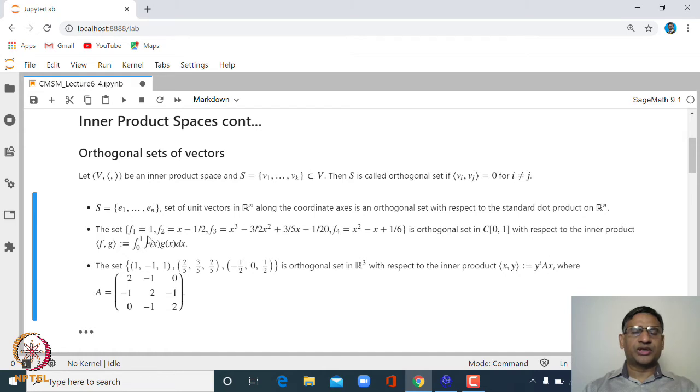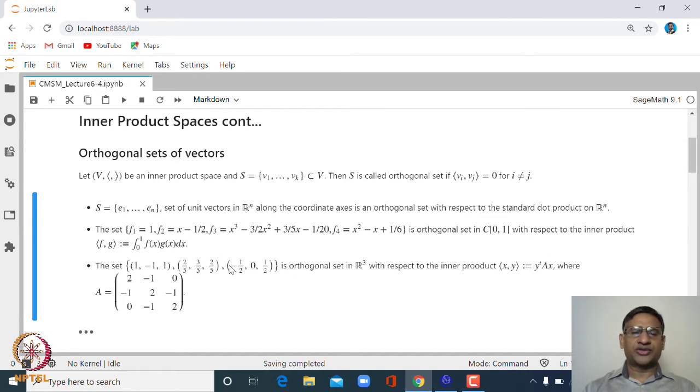Similarly, look at f1 is equal to 1, f2 is equal to x minus half, f3 is equal to x to the power 3 minus 3 by 2 x square plus 3 by 5 x minus 1 by 20, and f4 is equal to x square minus x plus 1 by 6. You can check that this is an orthogonal set with respect to the inner product defined on C[0,1], which is the inner product of f and g is equal to the integral of f(x) into g(x) from 0 to 1. So it is easy to check that this is an orthogonal set.